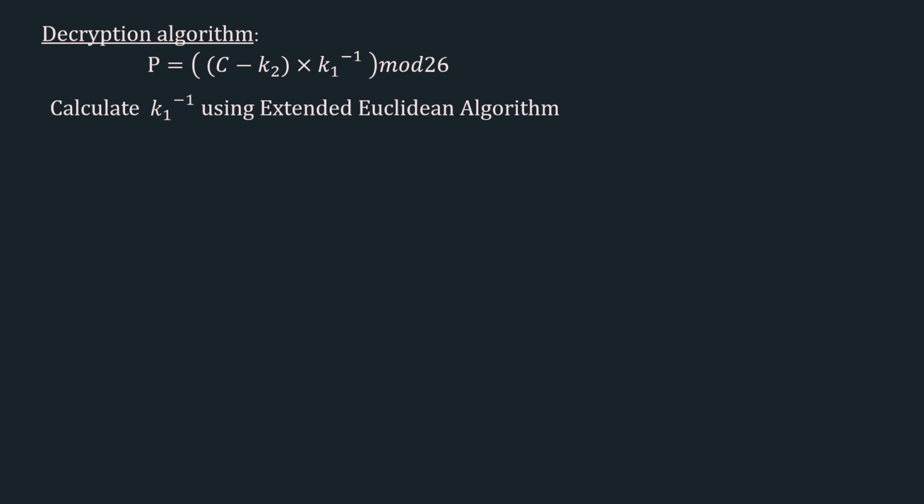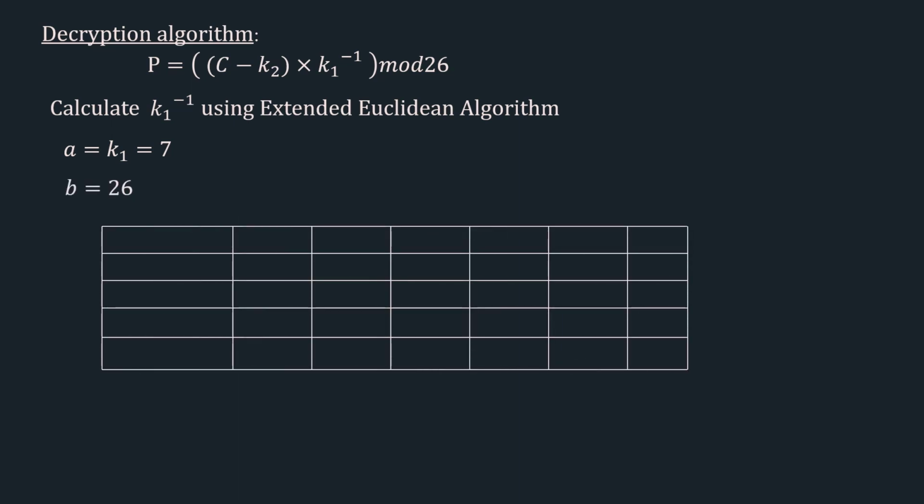Coming back to the topic, so here A is the value of K1, that is 7, and B is 26. We will construct a table to find the multiplicative inverse of key K1. So the columns we have here are Q, A1, A2, A3, and B1, B2, B3. The initial value of Q is null, A1 is 1, A2 is 0, A3 is the second number, that is 26, and B1 is 0, B2 is 1, and B3 is 7, that is the first number.